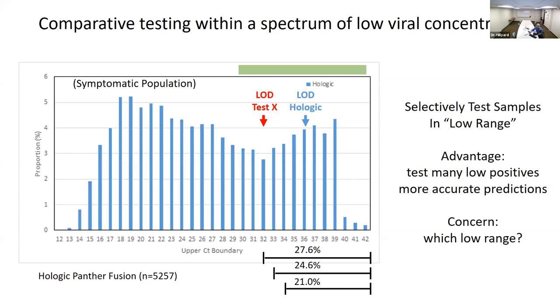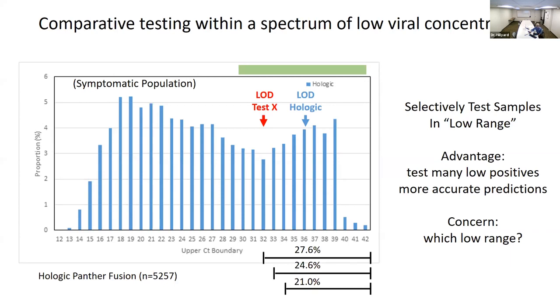So what about focusing more on low positive samples? Here is a distribution of the Hologic samples, their crossing thresholds, and percentages down here of those that fall later than 32, later than 33, later than 34. The advantage of culling out these samples and then doing comparative testing is that we're testing these many low positive samples, and therefore we may have larger numbers of samples and potentially more accurate information.